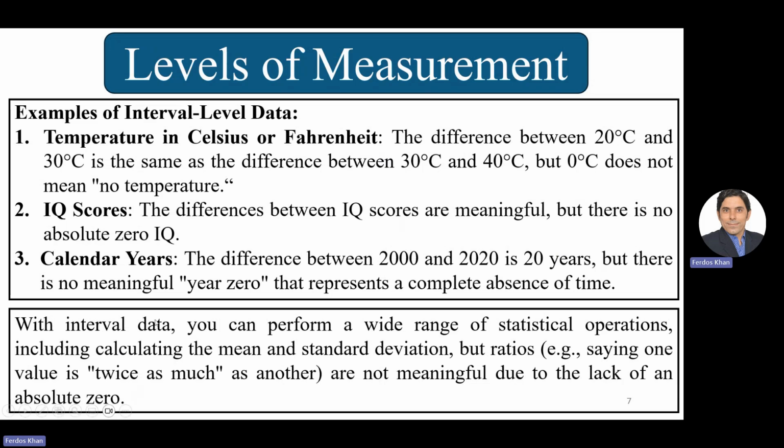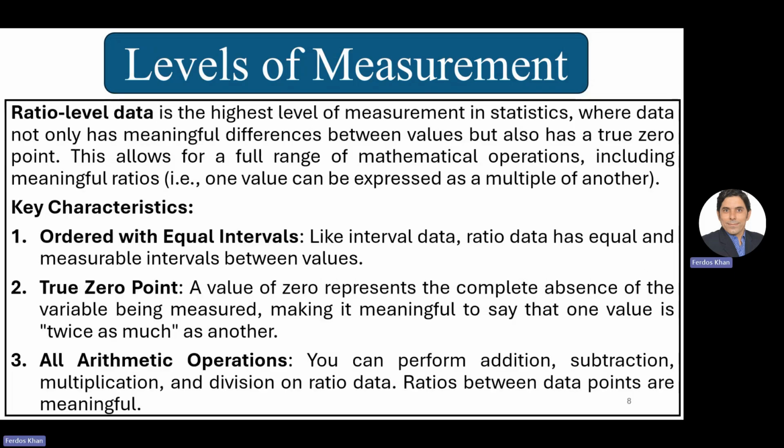With interval data, you can perform a wide range of statistical operations, including calculating the mean and standard deviation, but ratios, e.g. saying one value is twice as much as another, are not meaningful due to the lack of an absolute zero. So you cannot do ratios and comparison because of the lack of the true zero.